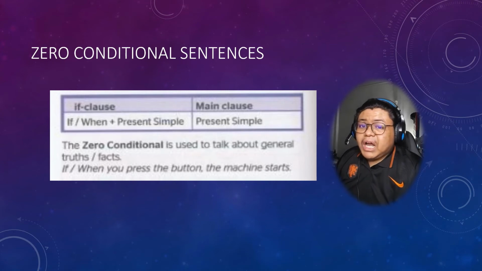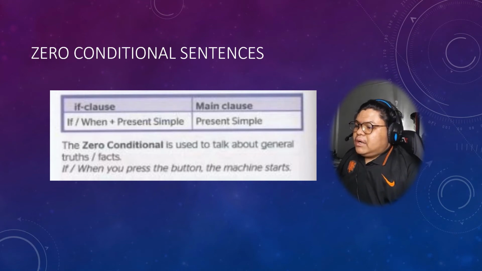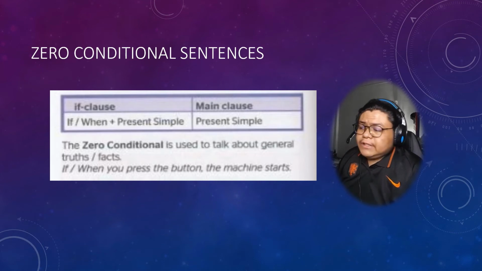Okay, something yang benar, ataupun fakta. Okay, so for the if clause, ayat if tu maksudnya di sini dia gabungan dua ayat tau kelas. So untuk ayat if ataupun when tu, it must be followed by a present simple, and then after the comma, which is the main clause, we have to use again present simple as well. So present simple. If clause dia if ataupun when plus present simple, main clause dia present simple juga.